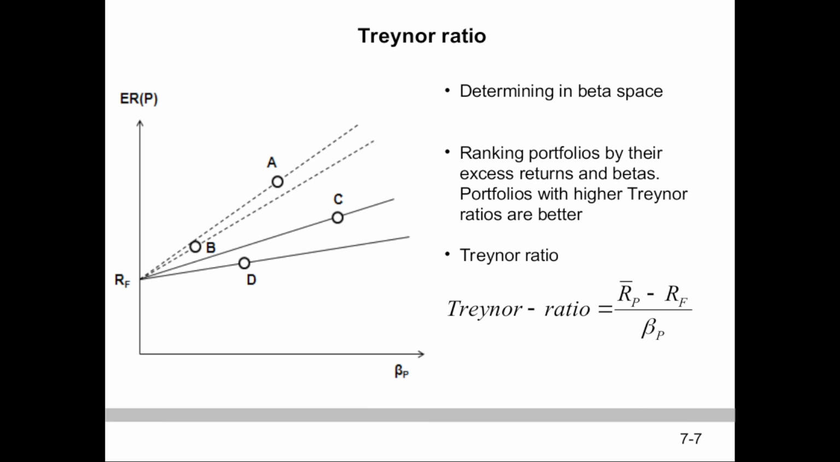For the Treynor ratio, this ratio uses beta, ranking portfolios by their excess returns and betas, not standard deviation. The portfolios with higher Treynor ratios are better, and the Treynor ratio is also the slope of the security market line on the left hand side. And for the Treynor ratio, we have portfolio A had a better performance than portfolio B, and portfolio B had a better performance than portfolio C, and for the same reason portfolio C had a better performance than portfolio D.